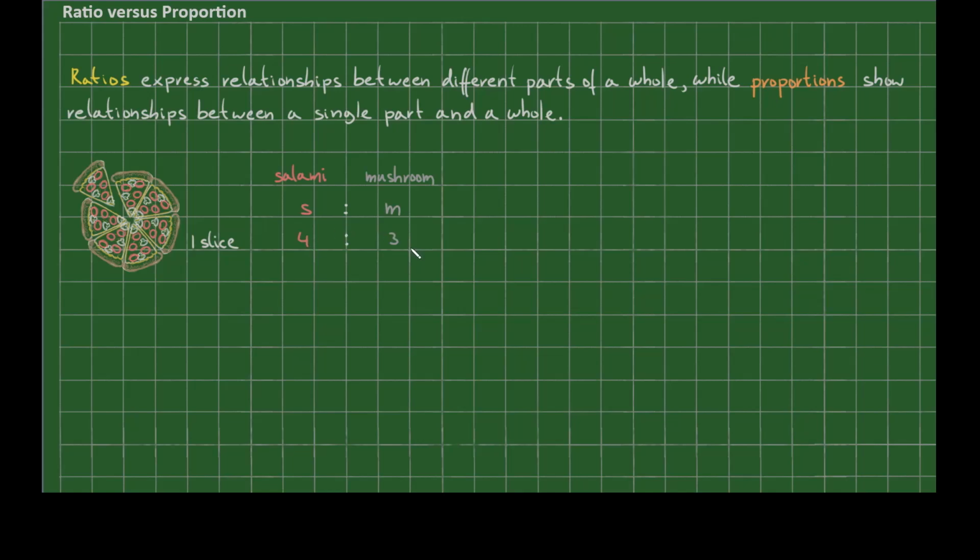By the way, we could also read this from right to left. I could talk about a ratio of mushroom to salami, which happens to be 3:4.